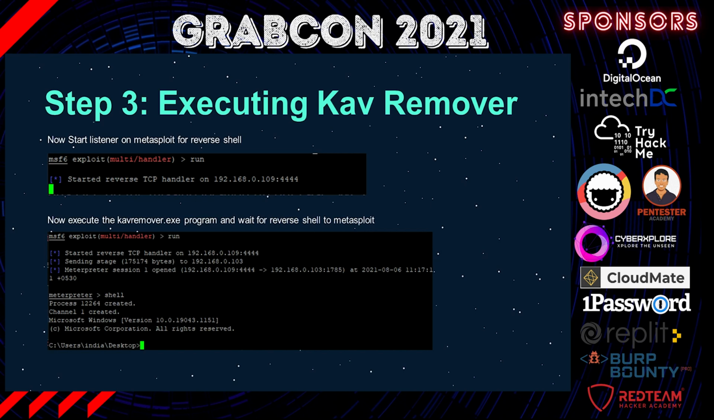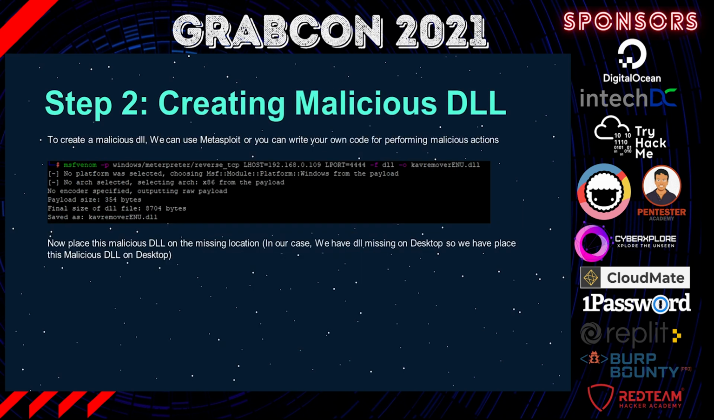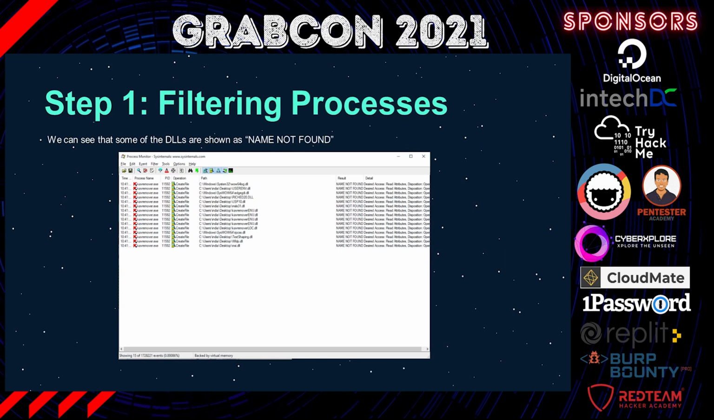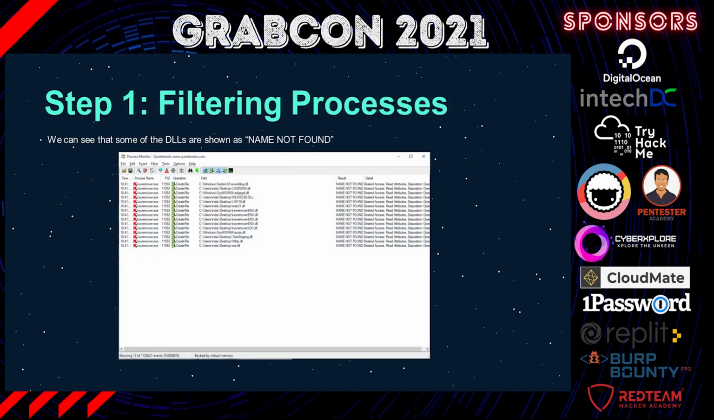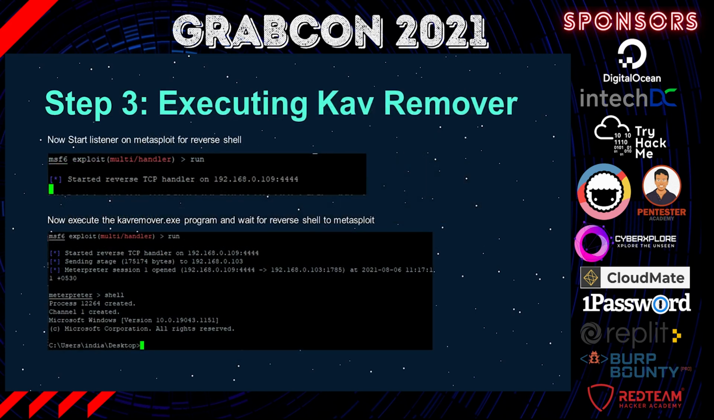So what happened here? We copied this DLL to our Windows operating system and placed it on the desktop. As the DLL was missing at the desktop for caveremover.exe, we placed this malicious DLL at that place on the desktop. When we run this application, the missing DLL, which is available now, will be loaded in the application. Once it is loaded, the malicious actions inside this DLL will execute, and this will throw a reverse shell on our Metasploit.